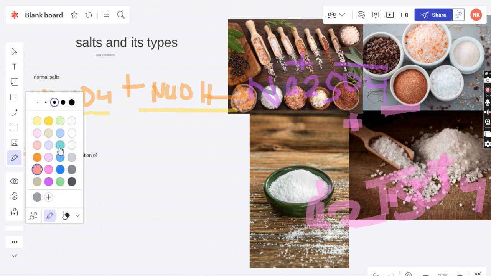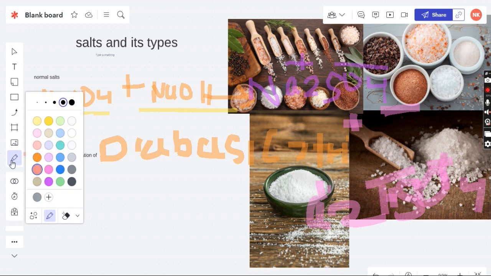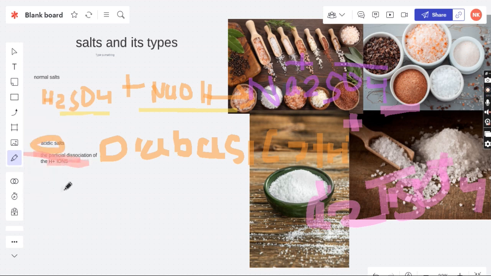Let's take an example here. If we talk about acidic salts, we mostly take dibasic or tribasic acids. We are only concerned with dibasic or tribasic acids, not monobasic ones. Monobasic acids include, for example, HCl or HNO3, which do not make sense here. So let's proceed further. What example can we take here?